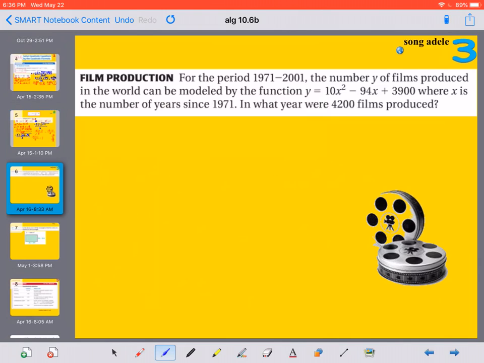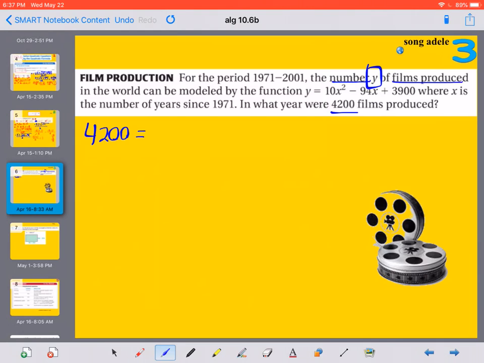Next one, it says, for the period 1971 to 2001, the number y of films produced in the world can be modeled by the function y equals 10x squared minus 94x plus 3,900, where x is the number of years since 1971. In what year were 4,200 films produced? So I know that the number of films produced is our y. What they wanted to know is when is 4,200 films produced.